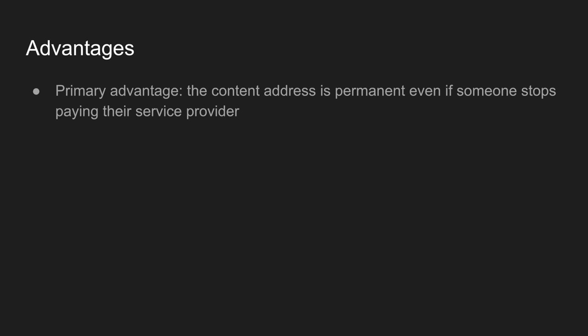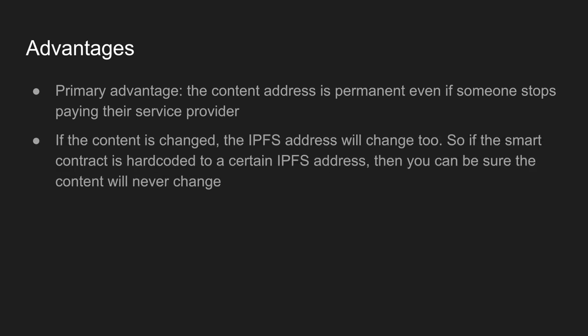The primary advantage is because there's no single owner over the content, then even if the artist stops paying for hosting the image behind the IPFS, I'll get to that in a second, someone else is able to host the content themselves, and they don't have to worry about not owning the URL. Because as long as they can produce the hash, then it's able to be located on the network and the NFT image is able to be shown. So if the smart contract is hard-coded to a certain IPFS address, then you can be sure that the image will never change, just by the nature of how the hashes work.